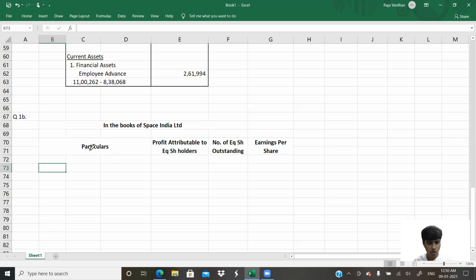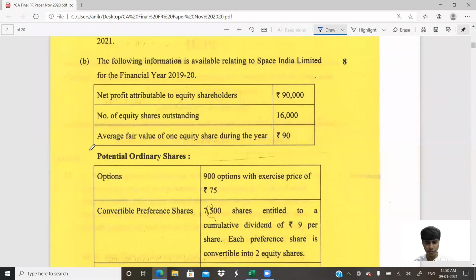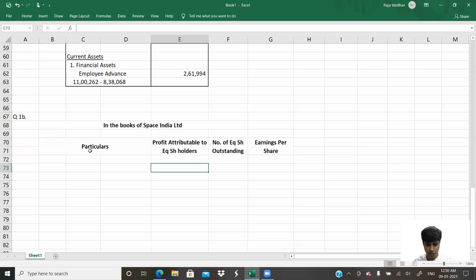Tell me how much exactly is our net profit attributable? 90,000 rupees. How many equity shares are there? 16,000 equity shares. How much will be my basic EPS? 90,000 divided by 16,000 gives me 5.625. That is my basic EPS.